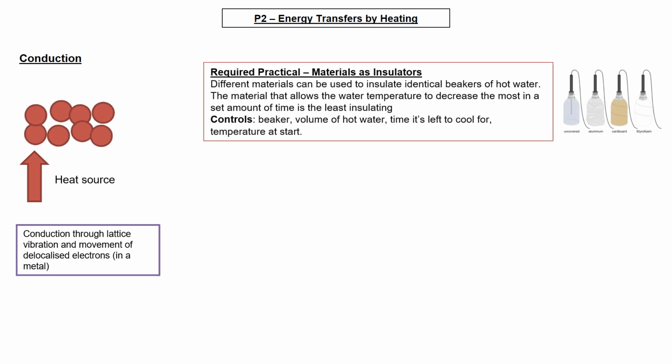Now there are required practicals with this one. We have materials as insulators. Different materials can be used to insulate identical beakers of hot water. For example, we could have one that's uncovered, and ones covered in aluminium, cardboard, and styrofoam. The material that allows the water temperature to decrease the most in a set amount of time is the least insulating. Our independent variable here will be the material that we use, and our dependent variable will be the temperature change. Controls: we'd keep the same beaker type, the same volume of hot water, the time that we leave it to cool for, and the temperature at the start. That would be an ideal situation.